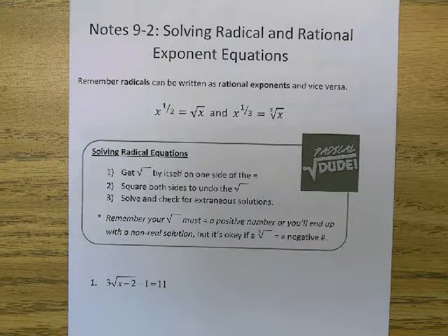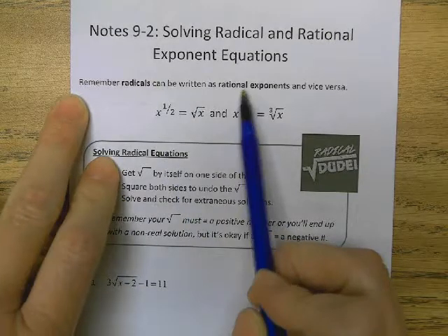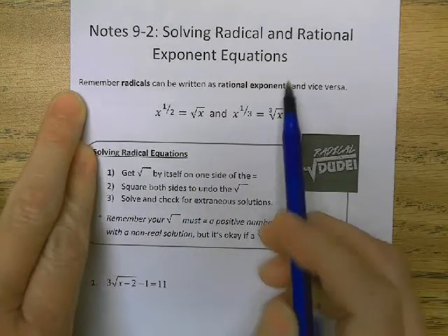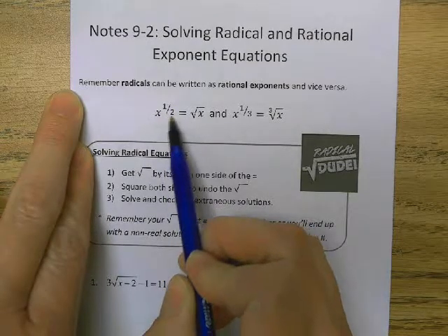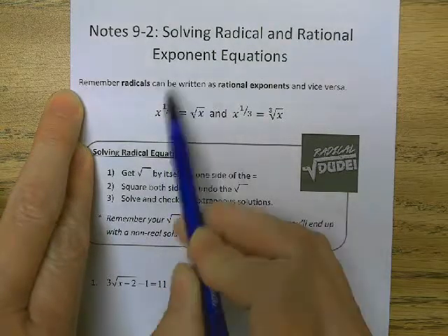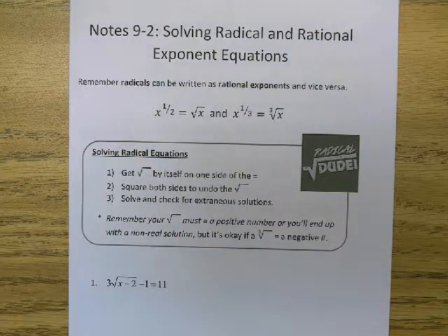Alright, today we're going to look at solving radical and rational exponent equations. Remember that our radicals are also written as rational exponents or vice versa. So if I have x to the 1/2, the number that is in the bottom goes in the crack of the radical, and the number that is the numerator is the power that it is being raised to.